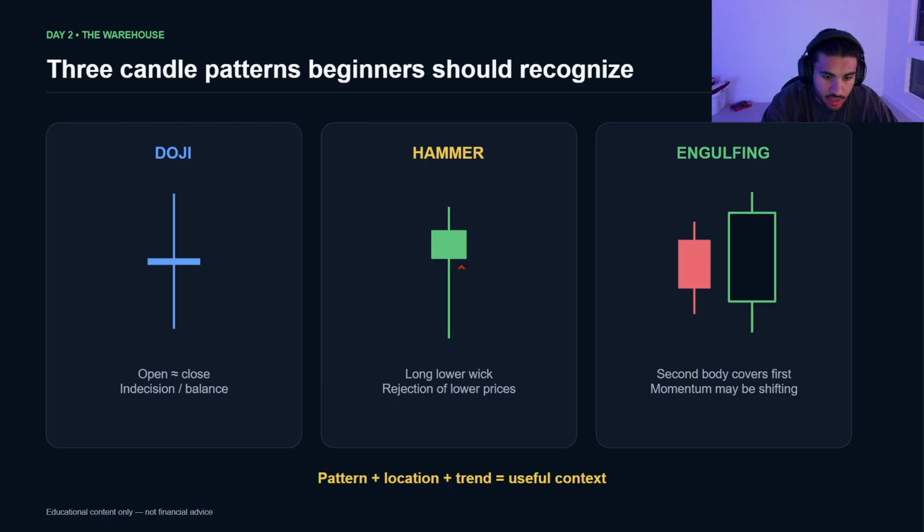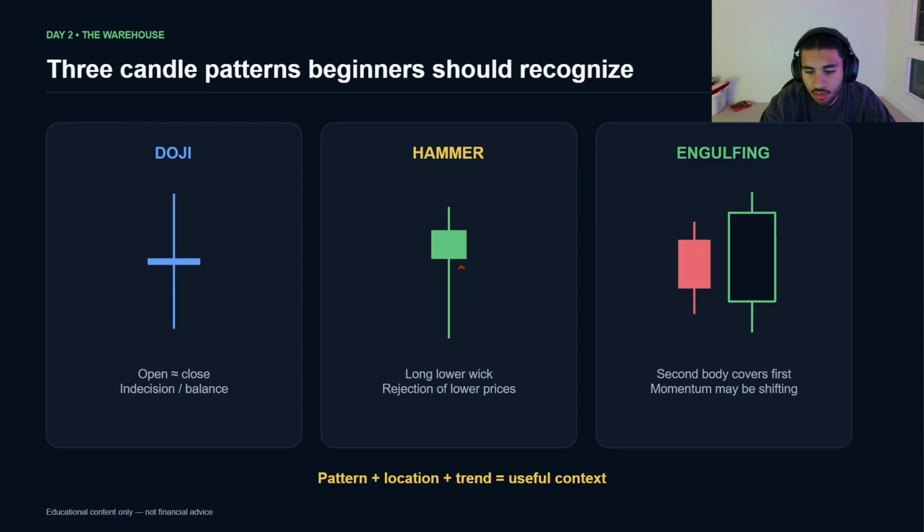A hammer candle is a long lower wick, a rejection of lower prices. As I explained, it's just price coming in and rejecting sell orders, and we keep going up. Or the buyers outbuy the sell orders, so there's more buyers, more bullish movement.